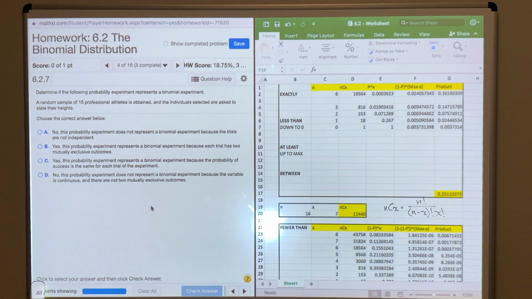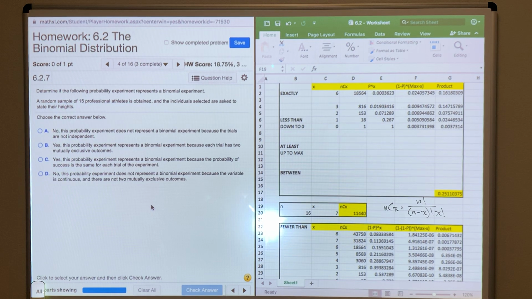A random sample of 15 professional athletes is obtained, and the individuals selected are asked to state their heights. So here is a scenario, an experiment, and they want to know, does this fit the criteria for a binomial experiment? Does it check off all the criteria listed in your notes? It has to fit all of them. If you can find simply one criterion that it fails, then it is not going to be a binomial experiment.